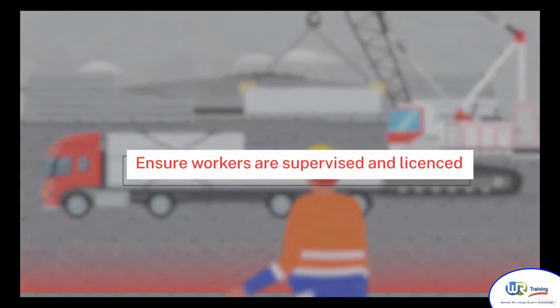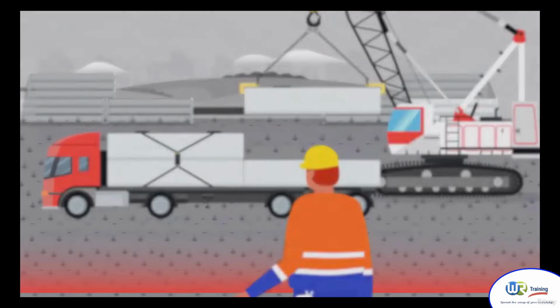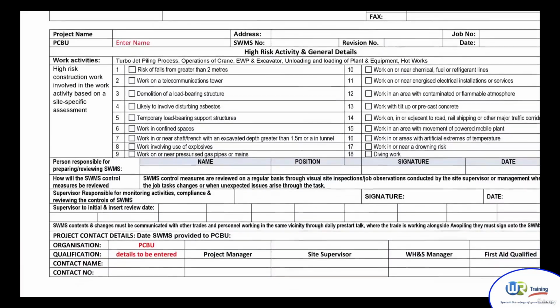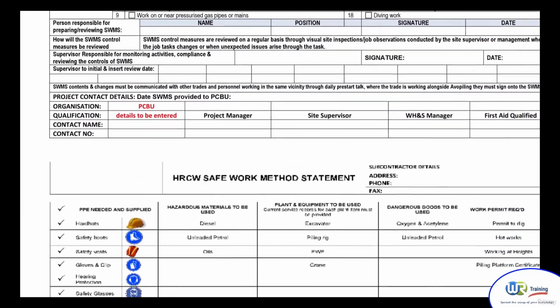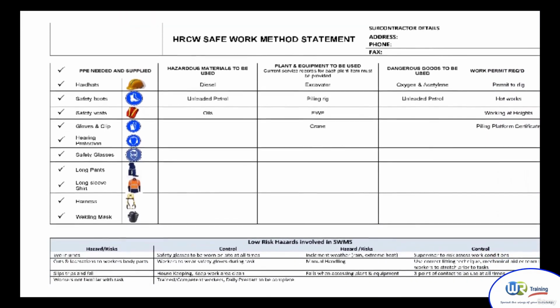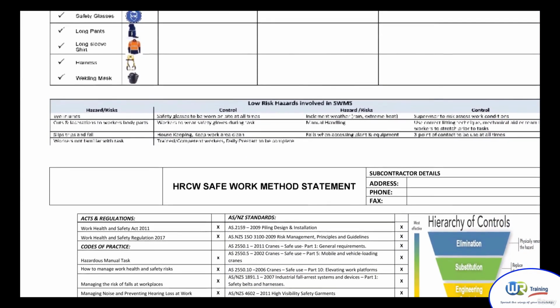Ensure workers are adequately supervised, and only those workers who hold the relevant high-risk work license undertake high-risk work. Before high-risk construction work commences, ensure that a safe work method statement for the proposed work is prepared, and the work is carried out in accordance with the safe work method statement.